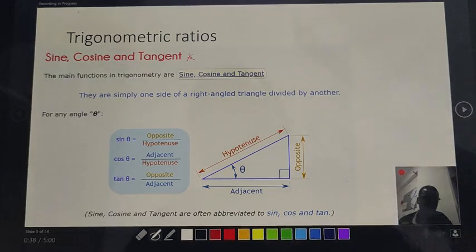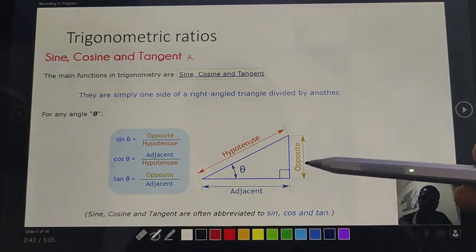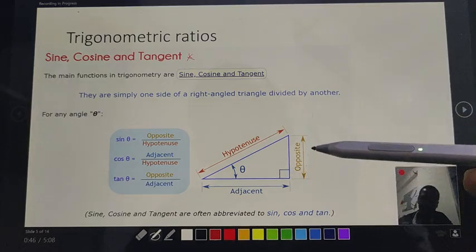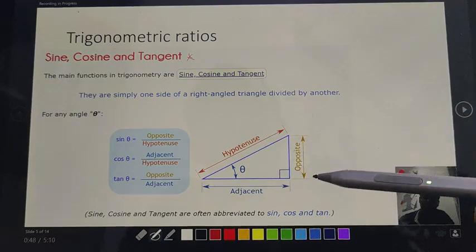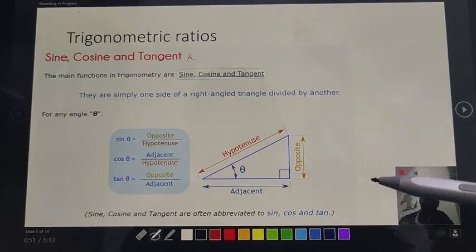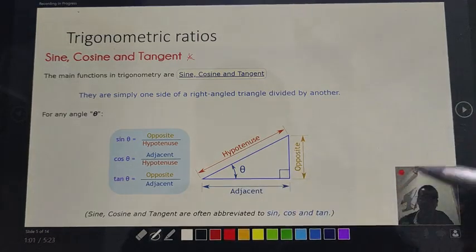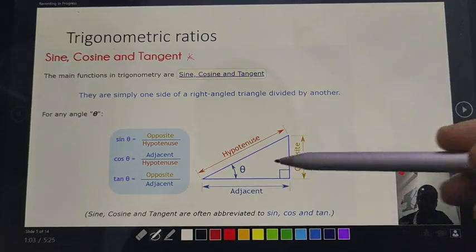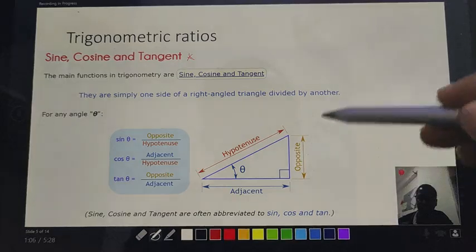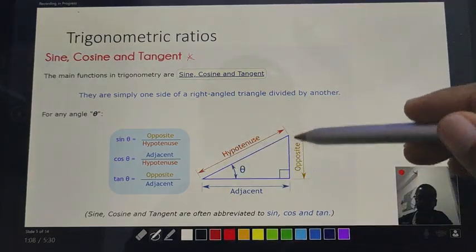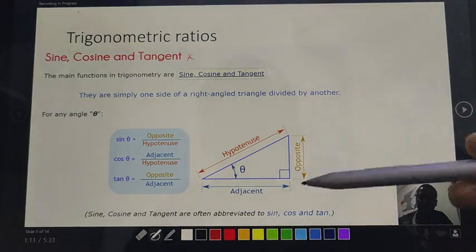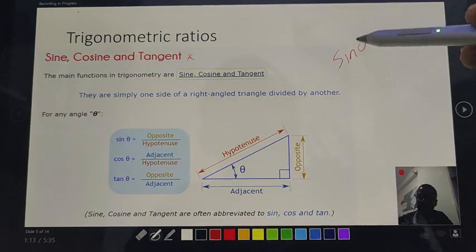Each and every triangle, most right-angled triangles as we have said, has sides. Now, if you play around with these sides, if you divide one side against the other side, you create a ratio. And that's what we are referring to. So those ratios are defined here. We have sine theta. Sine theta is the same as opposite side divided by hypotenuse. If you take this side and divide by that hypotenuse, that ratio gives you sine theta.